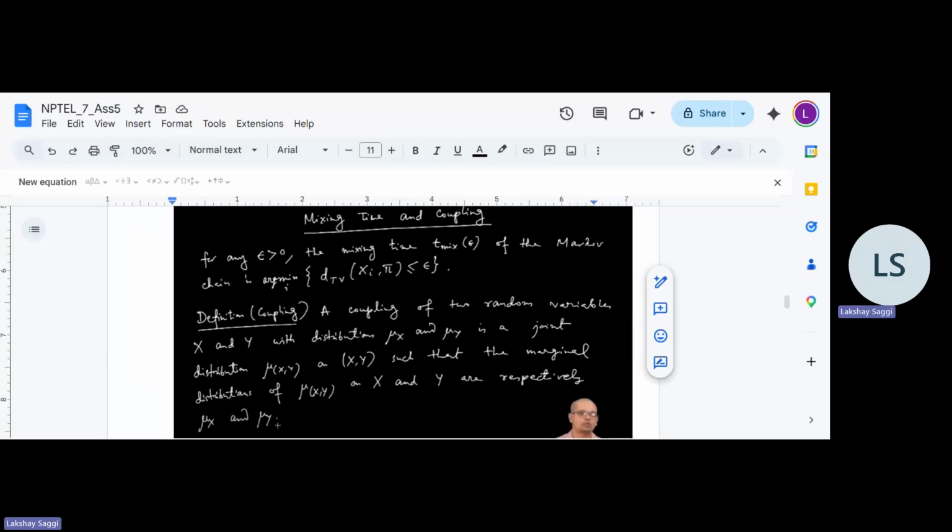So for an epsilon greater than 0, the mixing time T mix of epsilon of the Markov chain is the minimum possible i such that the total variation distance between x_i and pi is less than or equal to epsilon.